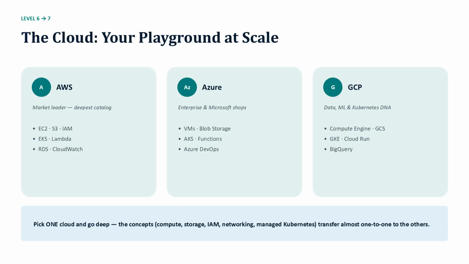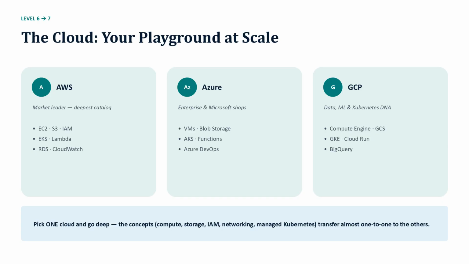DevOps and cloud go hand in hand. This is where your automation gets real infrastructure to play with. 3 providers dominate. AWS is the market leader with the deepest service catalog. Azure is huge in enterprises, especially Microsoft shops.